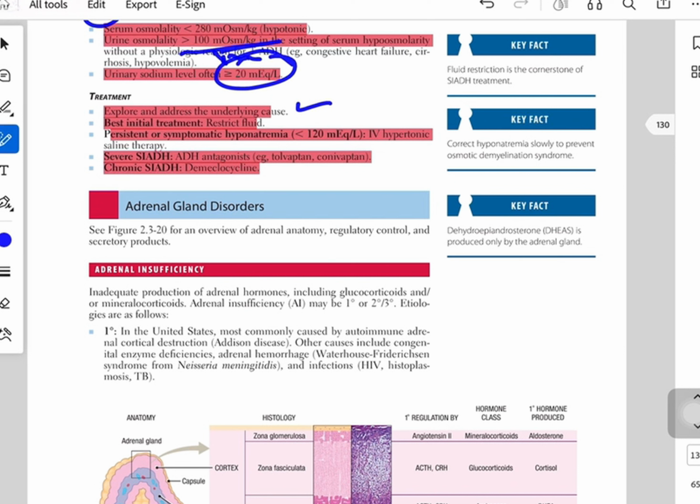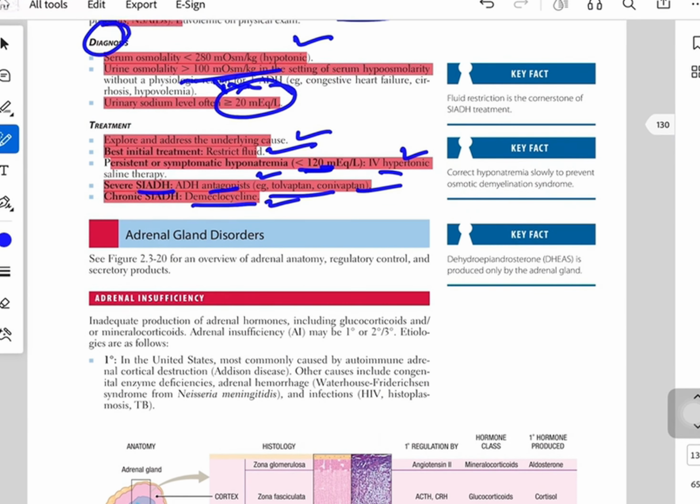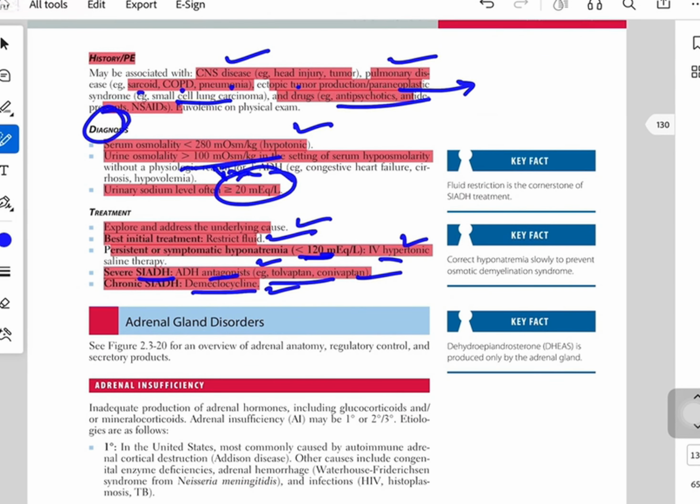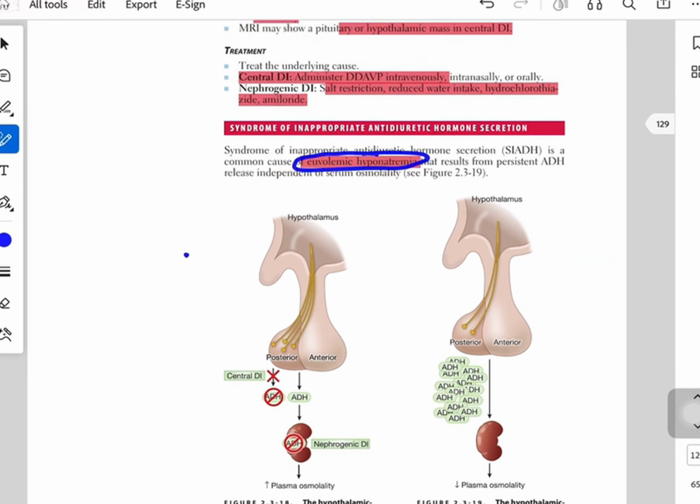Explore and address the underlying cause. That means we have to find the main causative agent of SIADH and treat that. Best initial treatment: restrict the fluid. Persistent symptomatic hyponatremia: if the person has sodium less than 120, we will give IV hypertonic saline. If a person has severe SIADH, ADH receptor antagonists, tolvaptan, conivaptan. Chronic SIADH, demeclocycline. Okay, and here guys, fluid restriction is the cornerstone of SIADH treatment. Correct hyponatremia slowly to prevent osmotic demyelination or central pontine myelinolysis, same thing. Okay guys, and I hope everything is clear for you.